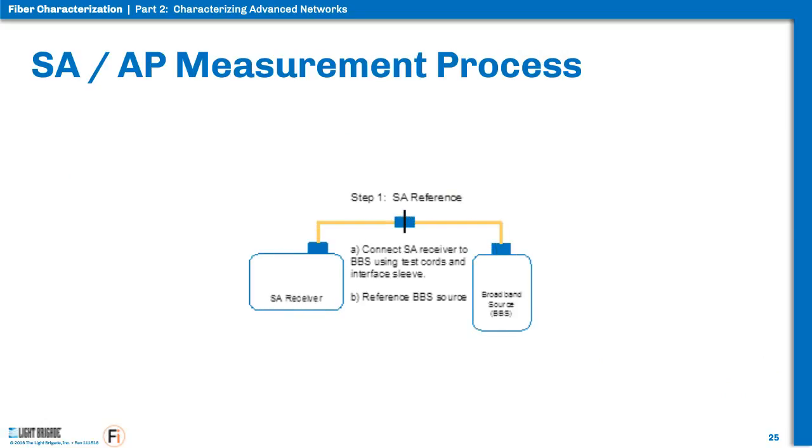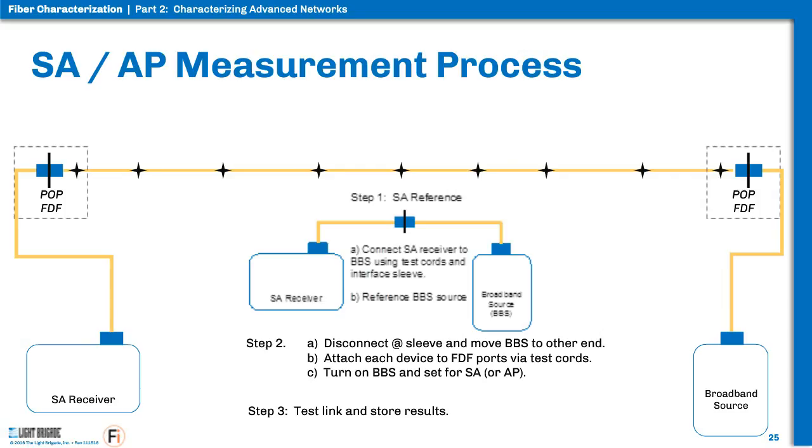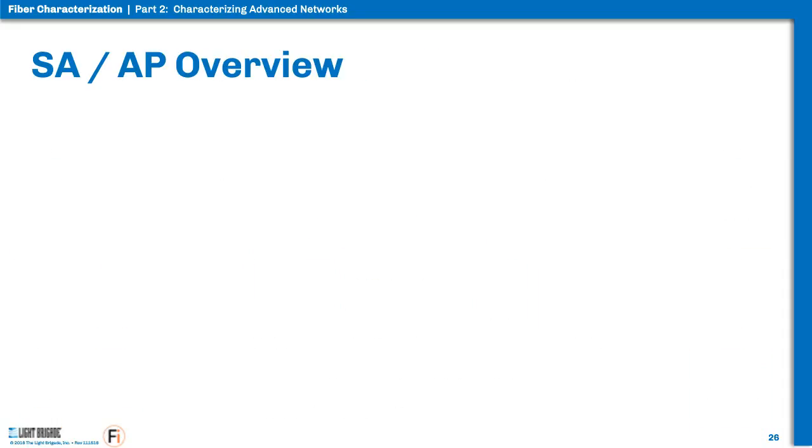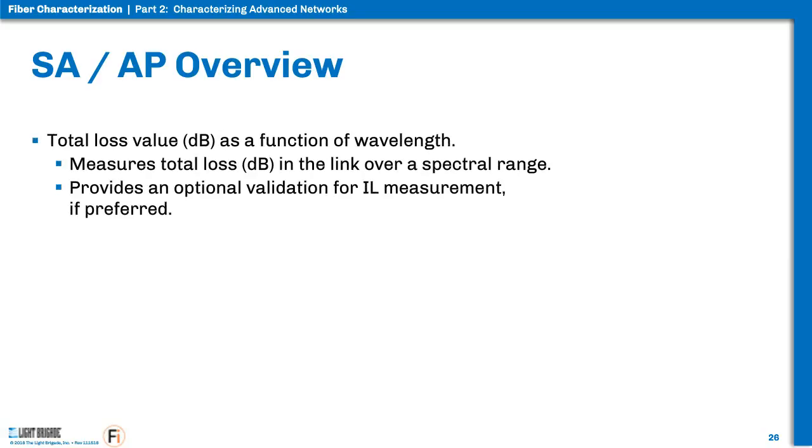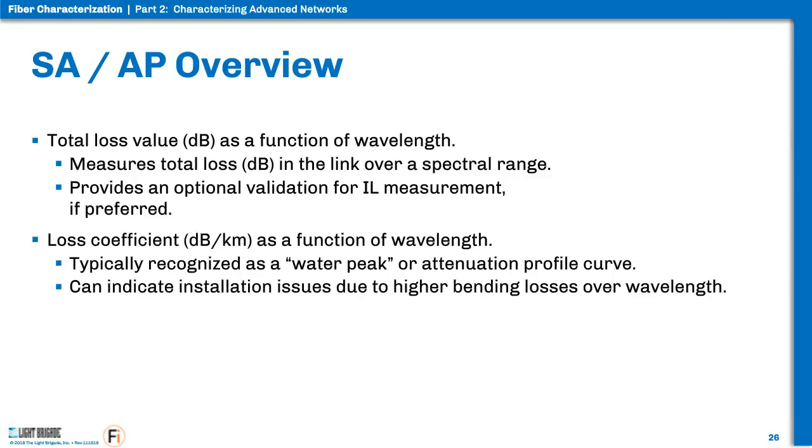The measurement process is kind of like insertion loss. You do a loss reference, then hook it up and test through the fiber distribution frames, the same as the other tests. You make sure your broadband source is set for spectral attenuation or attenuation profile, same thing, and then run the test. Within that test, you get both a dB value, and a dB per kilometer value if you provide the distance into the software as well. So total loss value and loss coefficient, dB per kilometer, over wavelength in both cases.